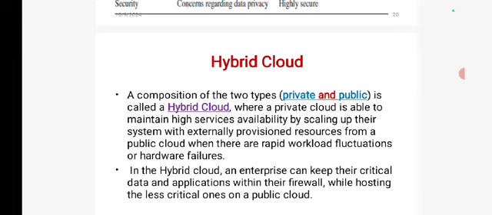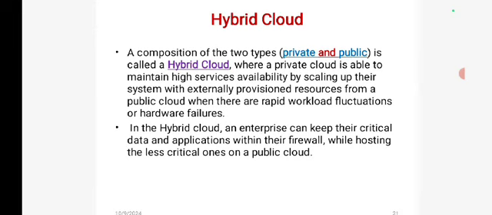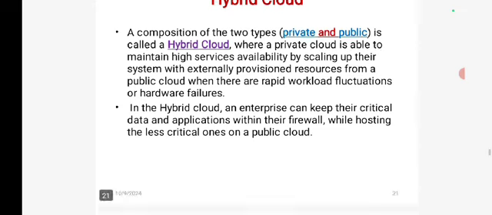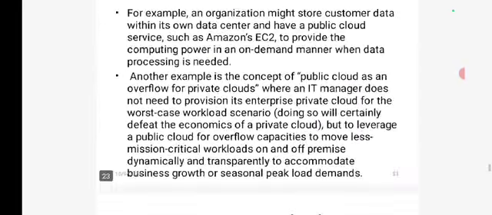The next type of cloud is the hybrid cloud. A composition of two types, the private and the public, is called a hybrid cloud. A private cloud is able to maintain high service availability by scaling up its system. In a hybrid cloud, an enterprise can keep its critical data and applications within its firewall while hosting the less critical ones on a public cloud.